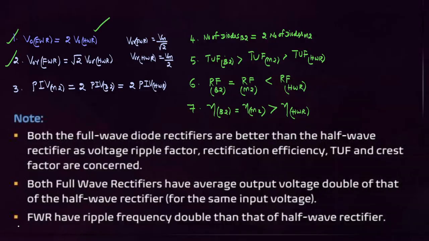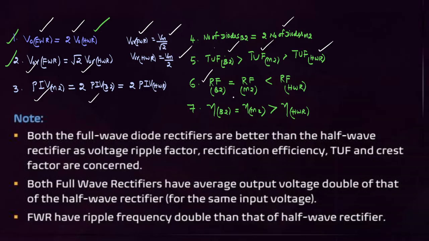The output voltage of a full wave rectifier is 2 times the output voltage of a half wave rectifier. The RMS output voltage of a full wave rectifier is root 2 times the RMS voltage of a half wave rectifier. The peak inverse voltage of the midpoint rectifier is 2 times that of the bridge rectifier. The RMS output voltage of a full wave rectifier is Vm by root 2, and the RMS voltage of a half wave rectifier is Vm by 2. The number of diodes in a bridge rectifier is 2 times the number in the midpoint. The transformer utilization factor of the bridge rectifier is greater than the midpoint, and then the half wave.